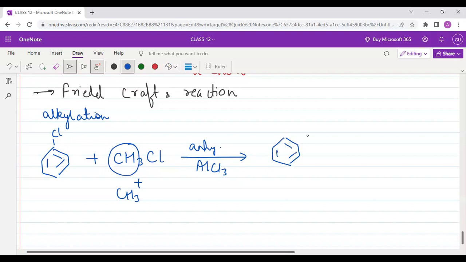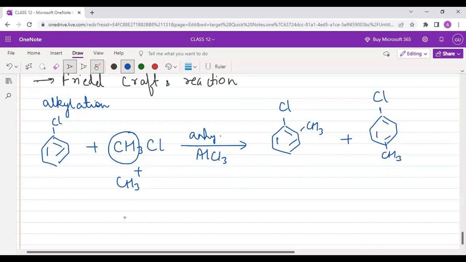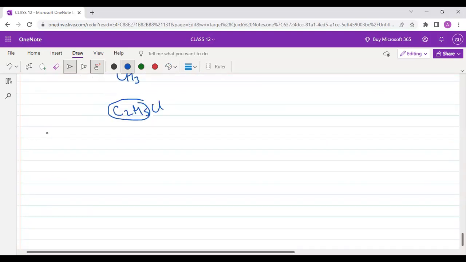So it will form Cl and CH3 at ortho and para. Understood? Yes, ma'am. Now suppose if instead of CH3Cl, it was C2H5Cl, then C2H5 would have got attached to the benzene ring. Fine? Yes, ma'am. This is an example of alkylation reaction in which alkyl halide is reacted with haloarene. Now next is acylation reaction, Friedel-Crafts acylation.